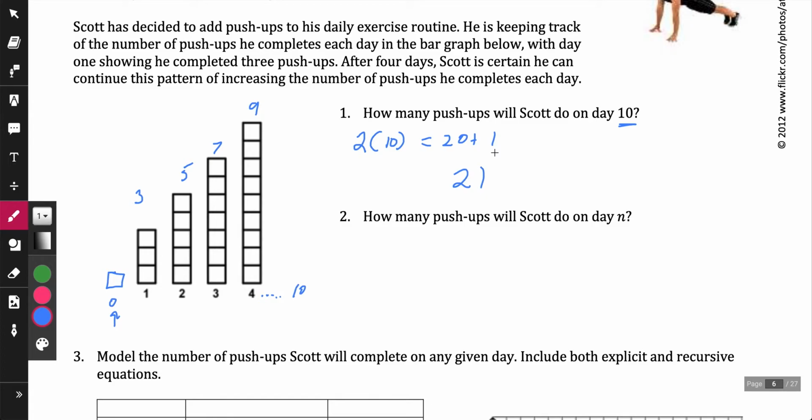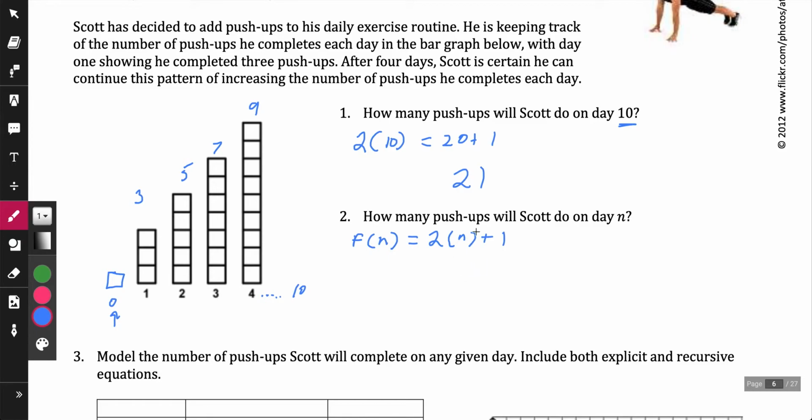So it says, how many push-ups will Scott do on day n? I'm going to show you 2 ways to do this. One is what we're used to, which would just be that the amount of push-ups he can do on a given day is 2 additional ones per day plus the initial one he had.